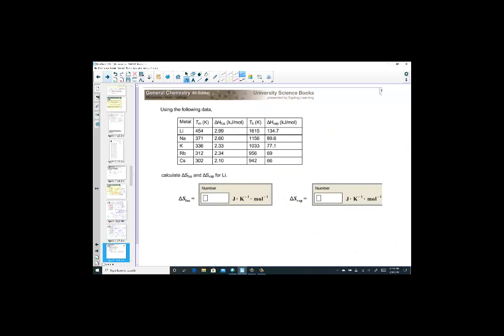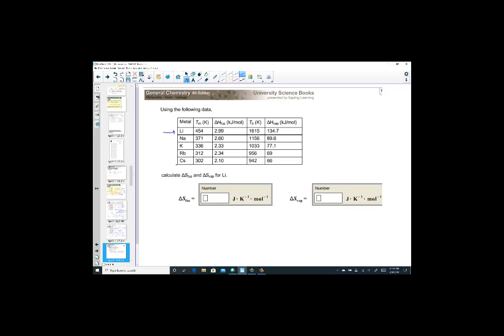I'm going to model a couple more problems in our practice here, giving you some practice with homework. Here's a data table, and we're being asked to calculate the entropy of fusion and the entropy of vaporization for the element lithium. So that's the first line in the data table. Some people might get sodium, potassium, rubidium, cesium, just as the homework generates randomized questions. The difference here would simply be which element you're going to focus on.